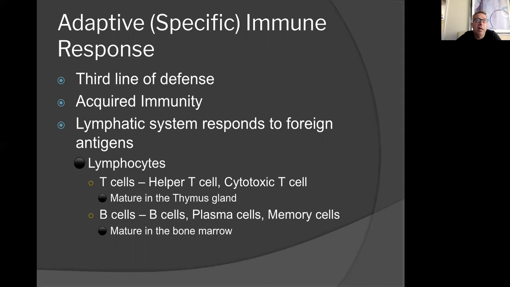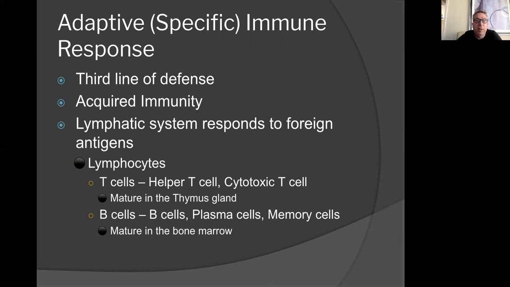So now we're talking about the specific, also called adaptive immune response, and this would be the third line. So this is acquired immunity. When we say acquired immunity, the body recognizes things that it's seen before and attacks a specific pathogen. So we have these things called memory cells, which include the B cells. It's sort of interesting the way that the immune system works. And we'll show you more of a picture.